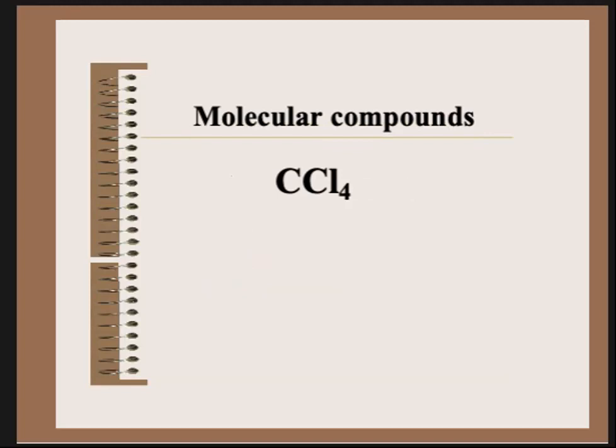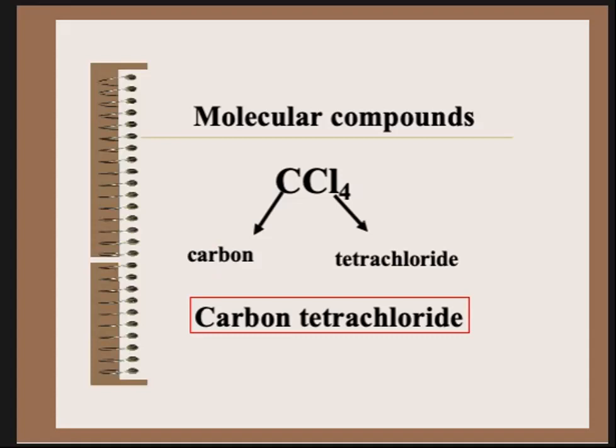Next, name this. We do not say monocarbon. Mono is not used in the first element. So we just say carbon, and there are 4 atoms of chlorine, therefore tetrachloride. Carbon tetrachloride. I hope that's clear. You may use this to review for formula writing, which you need for writing chemical equations.